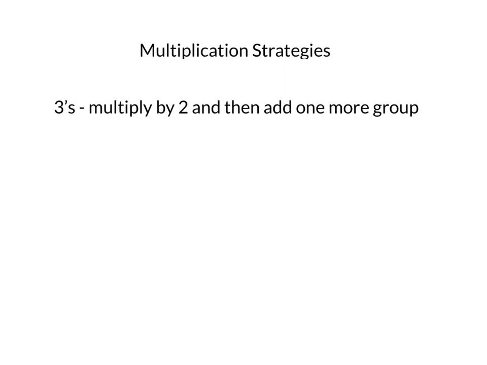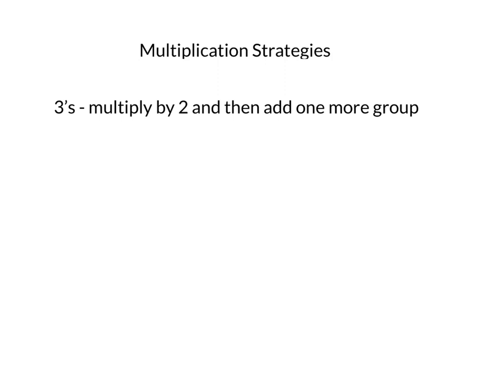We are doing a little bit of review in this lesson in which we are working on our multiplication strategies. So we're going to start by talking about a multiplication strategy for threes, and the strategy is to multiply by 2 and then add one more group. So we're going to do a quick example down here of that strategy.